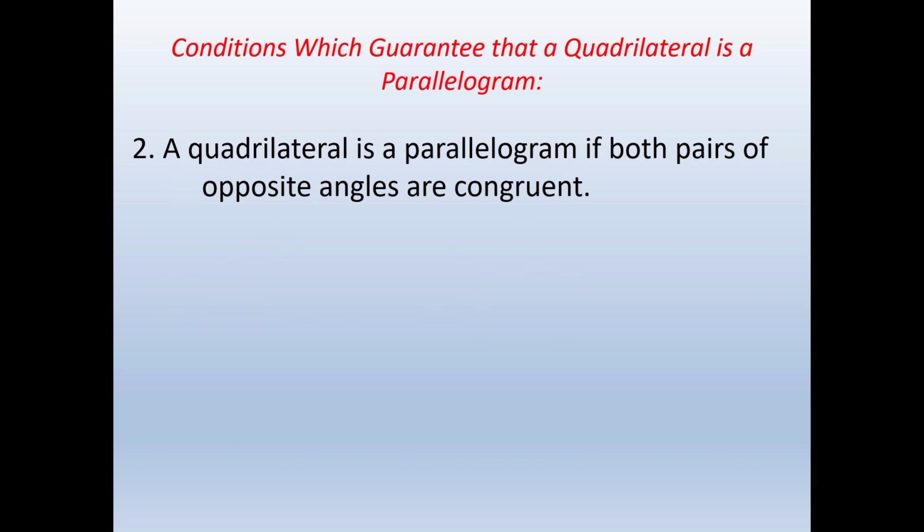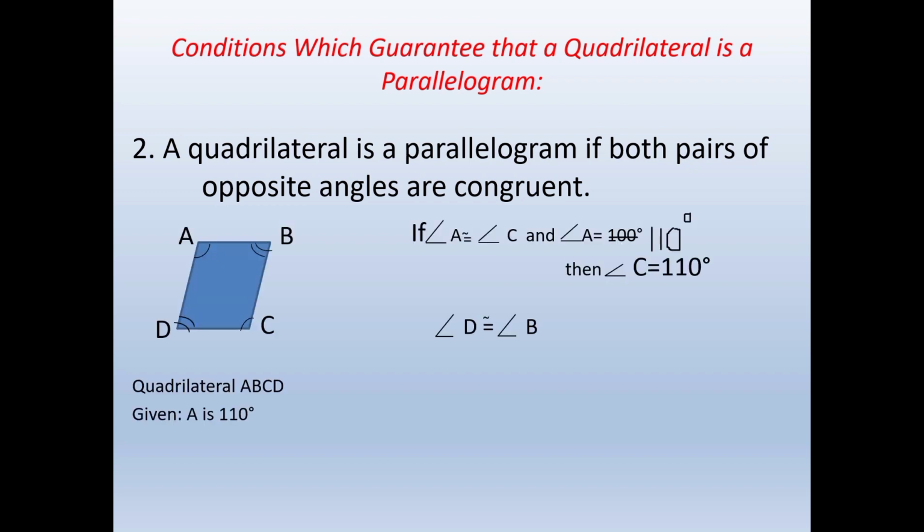Condition number 2. A quadrilateral is a parallelogram if both pairs of opposite angles are congruent. We have here quadrilateral ABCD, given that angle A is 110 degrees. Now, we have there the symbol that indicates that angle A is congruent to angle C and angle B is congruent to angle D. If angle A is congruent to angle C and angle A measures 110 degrees, then angle C is also equal to 110 degrees. Now, if angle D is congruent to angle B, their measurements are also equal.